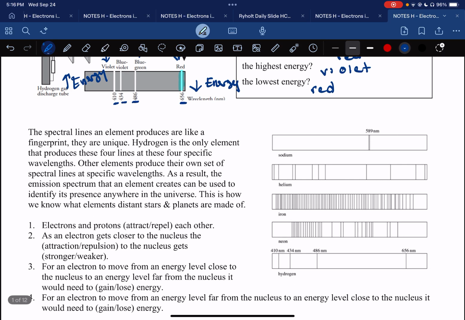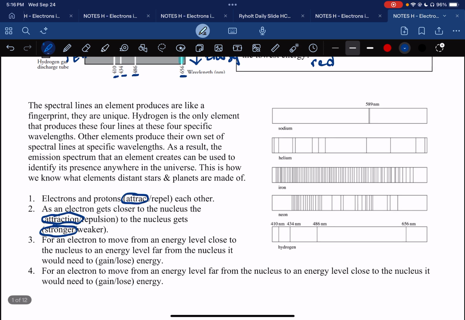So to dive in a little further, it's asking you to think about electrons and protons, because electrons are really responsible for the different colors that we're seeing. It has to do with atoms absorbing energy and releasing energy. Right here, the first question says electrons and protons are going to attract each other. We know that from our last unit. Then it says, as an electron gets closer to the nucleus, the attraction to the nucleus is going to get stronger. We know that from the last unit as well.